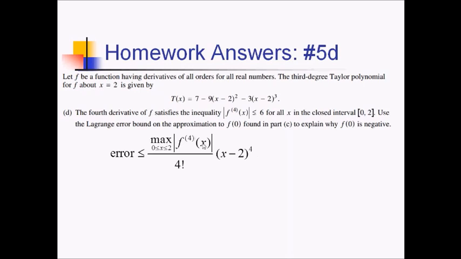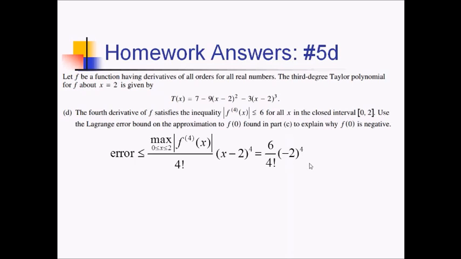For the max of the fourth derivative, well, they actually told us that the fourth derivative is always less than or equal to 6 for all x's on the interval from 0 to 2, which is exactly the interval we're trying to maximize across. How convenient. So that means that the biggest all of this stuff up here can ever get is 6, because they said it was less than or equal to 6. So we've got 6 over 4 factorial, and then the plug-in value for x was 0, so this is just going to be negative 2 to the fourth out here.